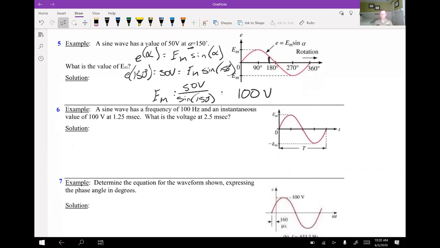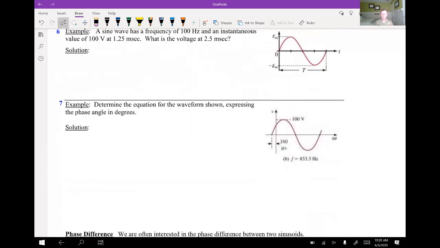All right, we'll skip number 6, go down to number 7 to look at the phase angle here. So here, it's not crossing through the x-axis right there. It's crossing a little bit before it. So before I even solve for it, I can tell that this is leading, right? It's leading because it's early, it's ahead. That's a good thing. It's positive. And so that's a positive theta angle that we're going to express here. But what we need to do is solve for it. So first, it says determine the equation for the waveform expressing the phase angle in degrees. That's what we're going to solve for.